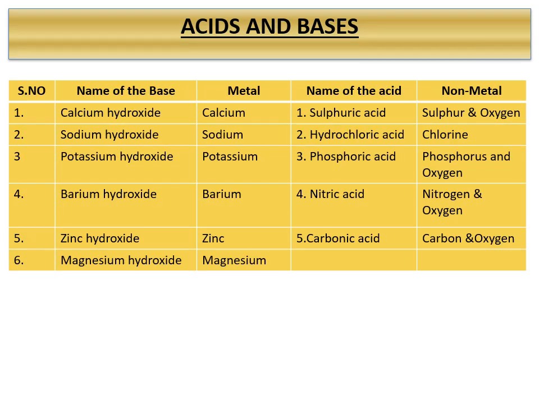So, children, here's the list of a few acids and bases. In bases, we can identify metal, whereas in acids, you can identify the non-metals. So, let us discuss each one. Calcium hydroxide, the metal we will find in that is calcium. Sodium hydroxide, sodium. Potassium hydroxide, potassium. Barium hydroxide is barium. Zinc hydroxide, zinc. Magnesium hydroxide, it is magnesium.